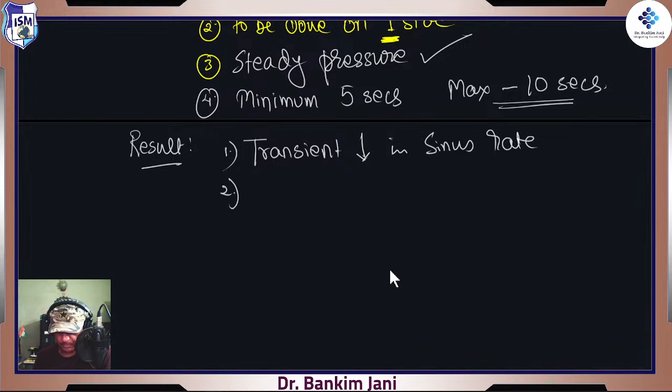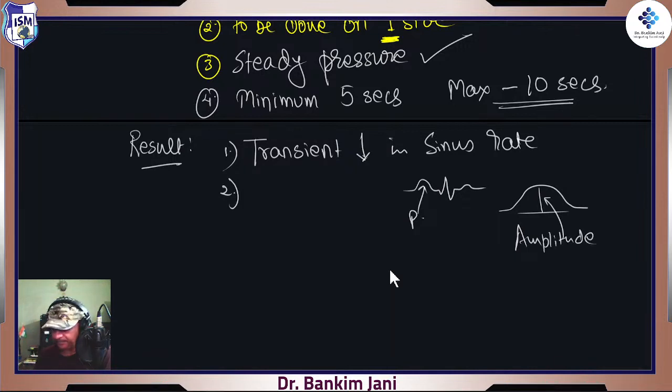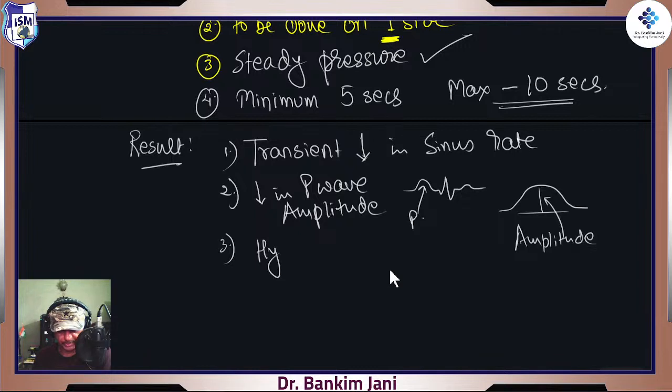The second is, you know the P wave, right? This is P, then Q, R, S, then T, right? That's how it goes. This is the P wave. And if I zoom it like this, its height is called the amplitude, correct? That is called the amplitude. So there is decrease in P wave amplitude. Right. And third and important thing is that there would be hypotension. It won't be extensive hypotension, but yes, it would be a noticeable hypotension.